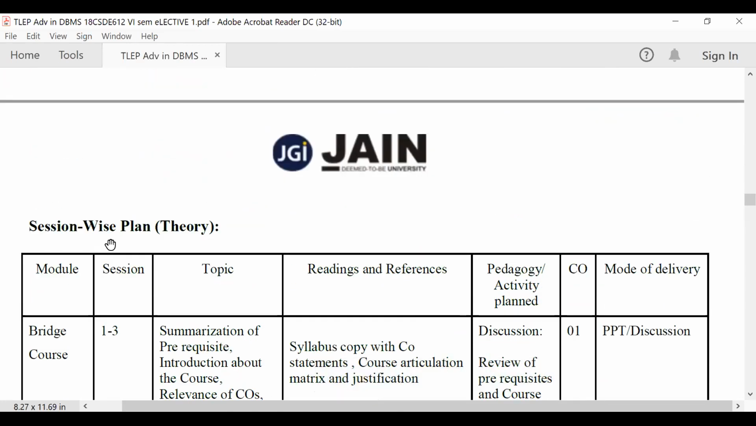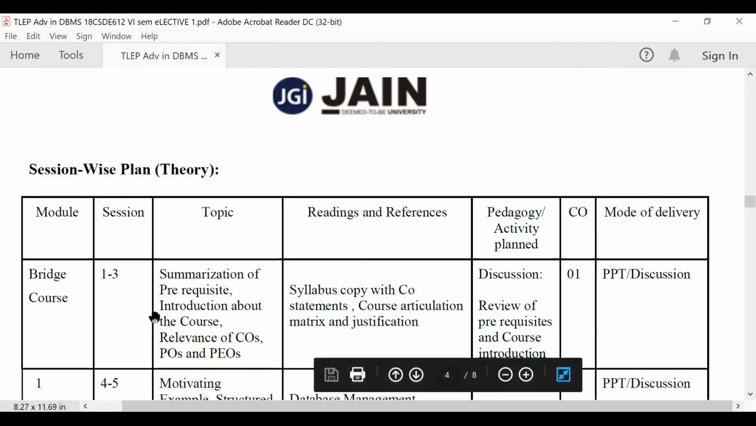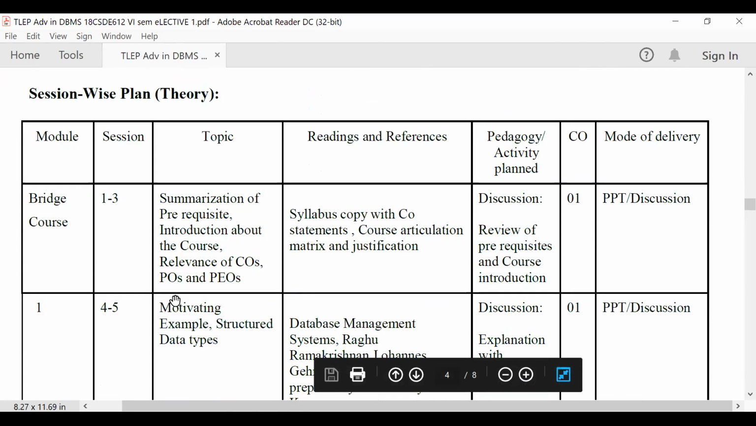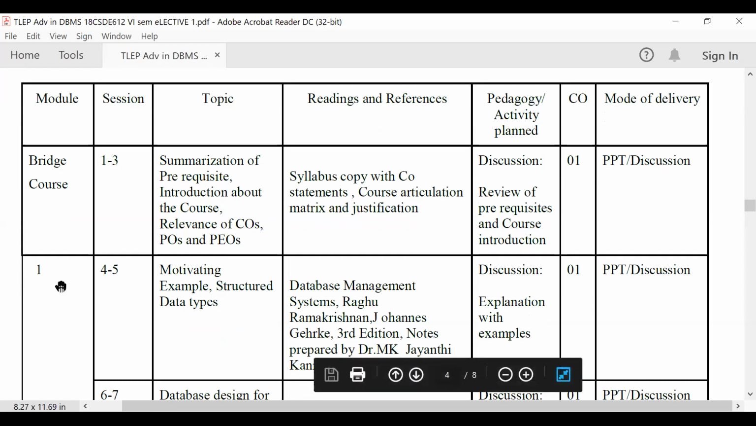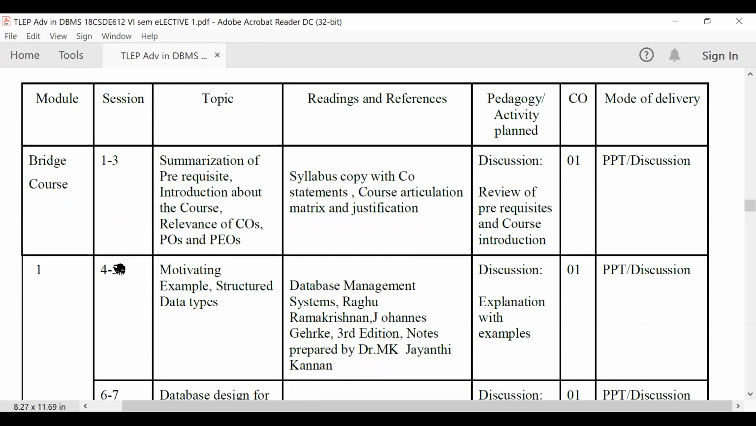Then we discussed the session-wise plan. So in each class, what we are going to discuss, which are the portions we are going to cover. In the first 3 sessions, we have the bridge course. We will be discussing the overall concepts, syllabus, CO, PO, PEOs, and the course articulation matrix will be discussed. It will be in the form of discussion and course introduction, and that covers your CO1 statement. It is in the form of PPT and discussion. So next week onwards, we will be discussing module 1.